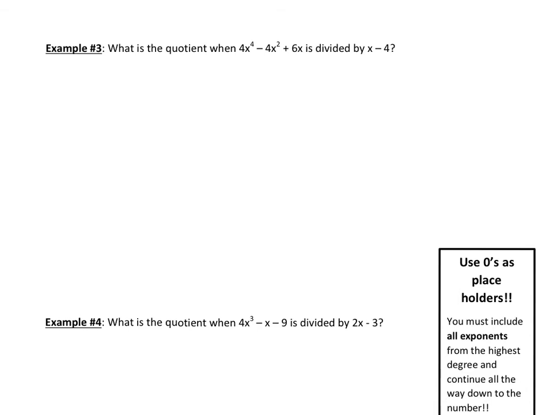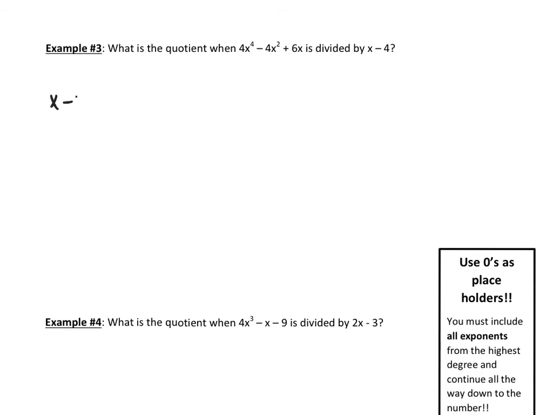Okay, so in example number 3, I'd like to do this one with you because they're asking what is the quotient when this is divided by this. But what you should notice is that some exponent is missing in standard form. So we have x to the fourth, but we don't have an x to the third term. We have an x squared, we have an x, and we actually don't even have a constant, right? So we want to use zeros as placeholders. So you must include all exponents from highest degree to lowest degree and continue all the way down until you get to the number. So let's do that right now. So let's set this one up.